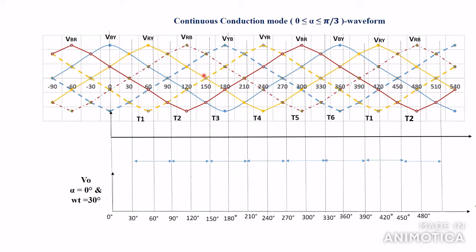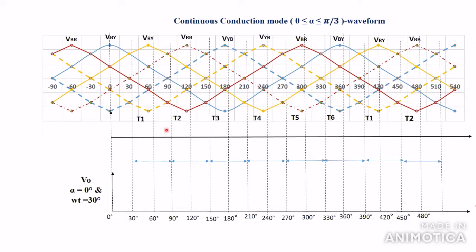So in this lecture, we'll continue the waveform for the three-phase controlled rectifier with R load. Here we have two modes of conduction. One is the continuous conduction mode, another one is the discontinuous conduction mode. In the case of a continuous conduction mode, as we all know, the current continues to flow. It will not reach zero, and this mode will occur when alpha varies in between 0 and pi by 3.